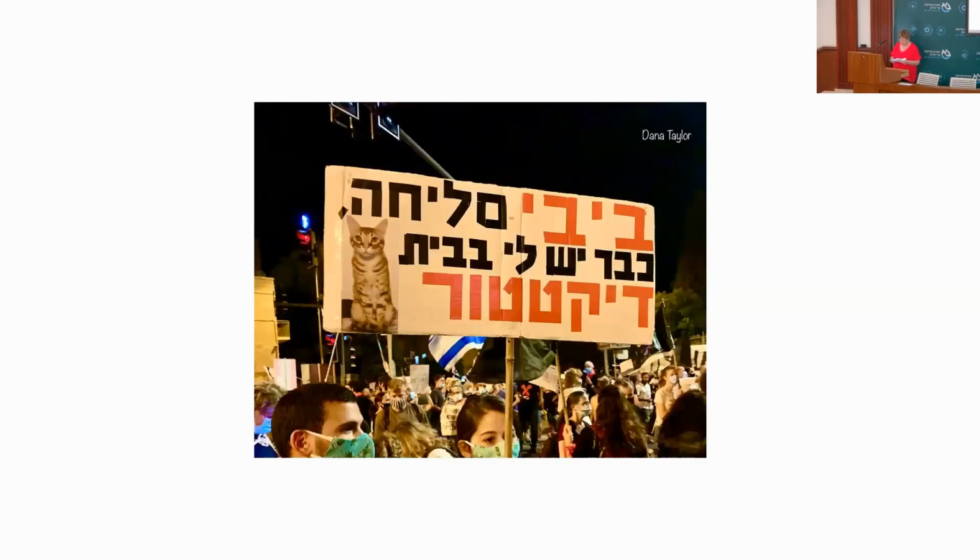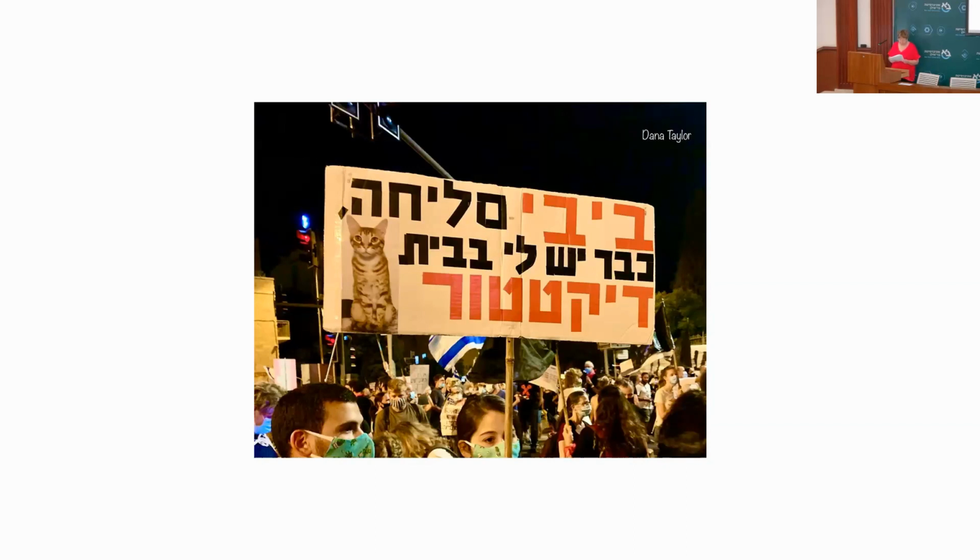Using humor as a weapon is also a feature of many posters seen in the demonstrations. In this poster, the photo of a cat is accompanied with the words, Bibi slicha, I already have a dictator at home. Bibi, excuse me, I already have a dictator at home. While alluding to a feature of cats which Zeffren too likes to highlight, the words Bibi and dictator are bigger and painted red. Thus, they stand out and connect to make a bold statement.